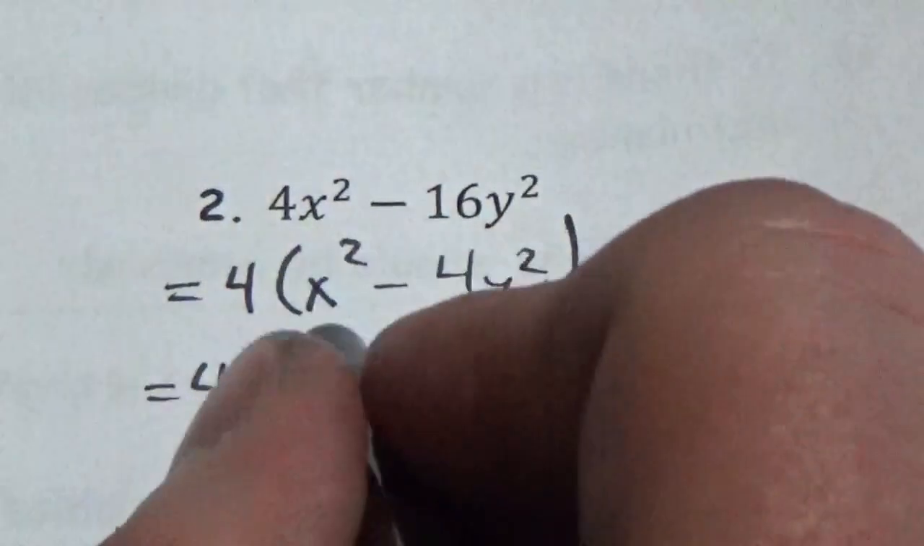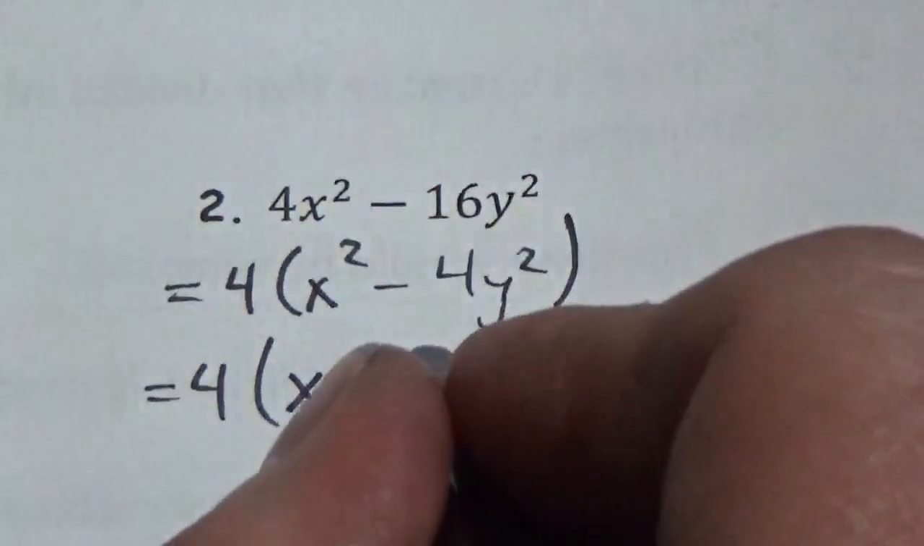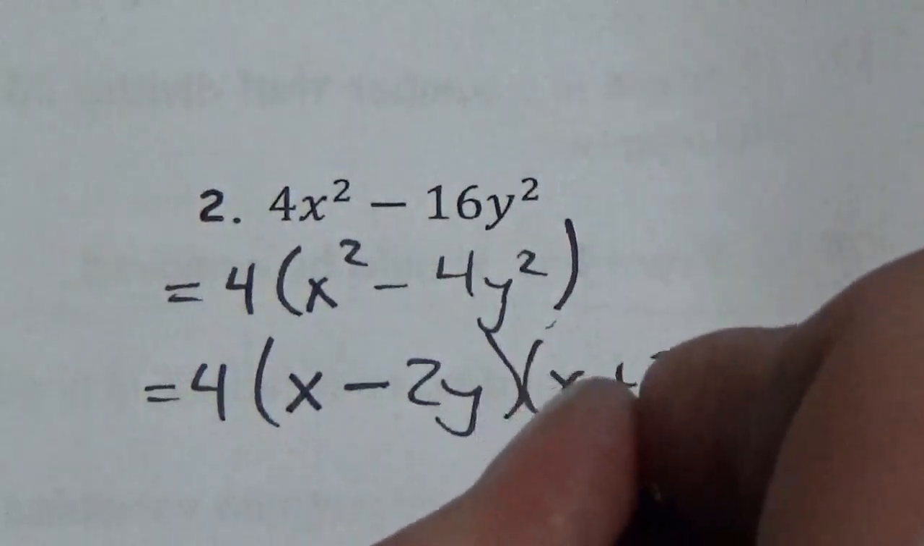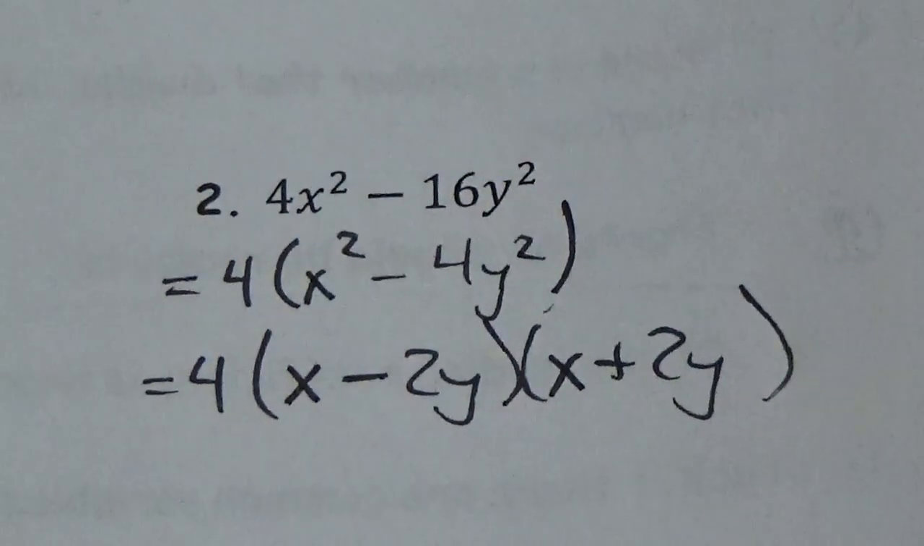So the square root of x squared is just going to be x minus the square root of 4y squared, which will be 2y. And then I'm going to multiply by the binomial conjugate x plus 2y. Let's take a look at another one.